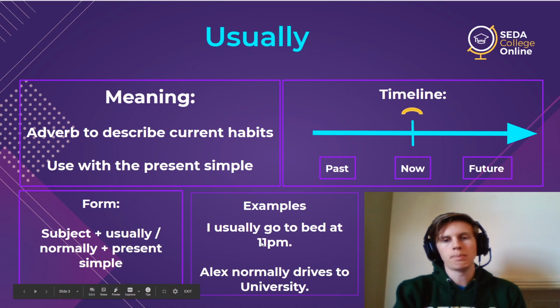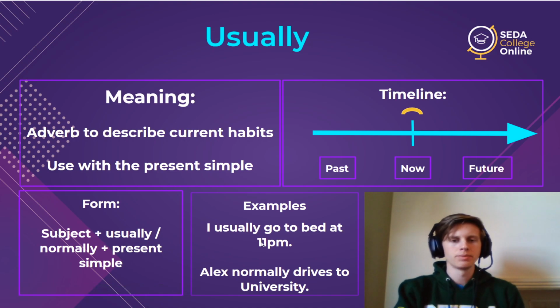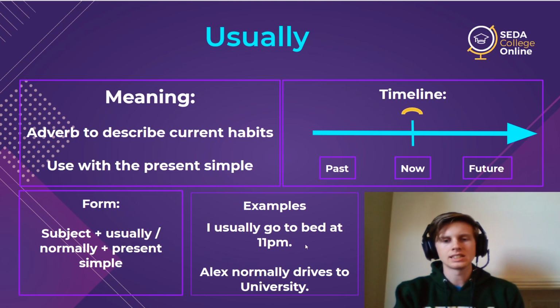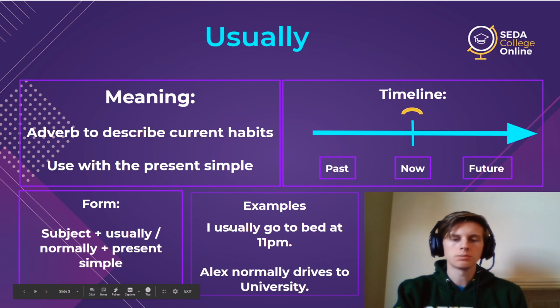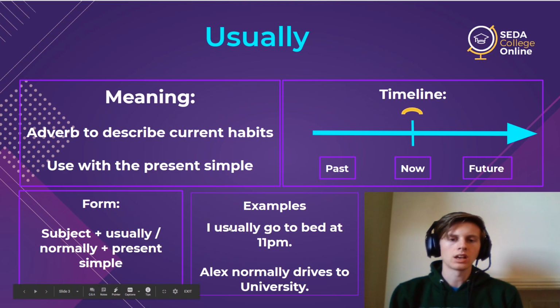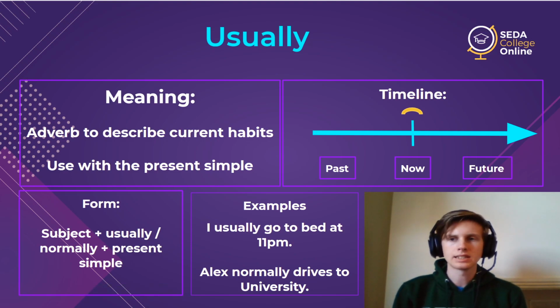This is the power of an adverb. So I can say, usually, I go to bed at 11 p.m. I can move it to the end. I can say, I go to bed at 11 p.m. usually, or I can say it in the middle. I usually go to bed at 11 p.m. And really, the meaning is the same.